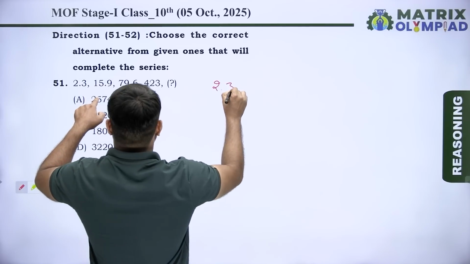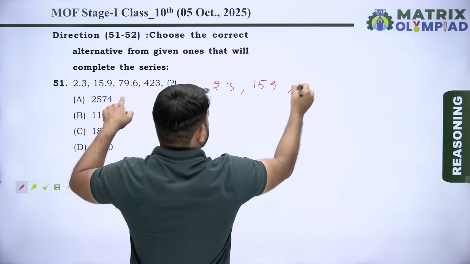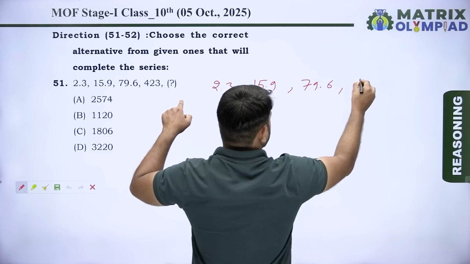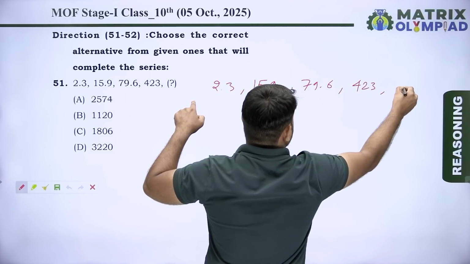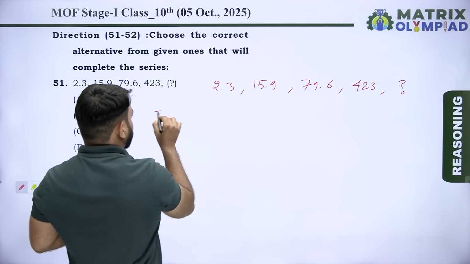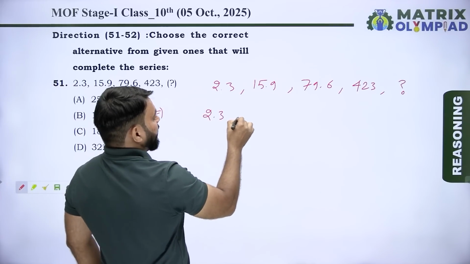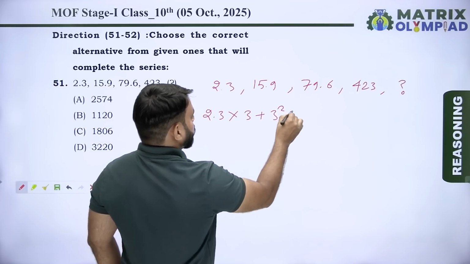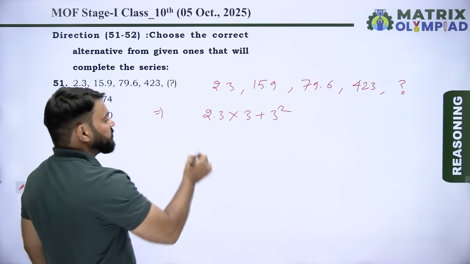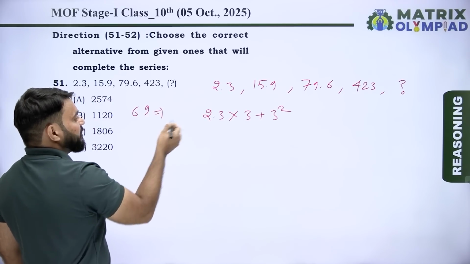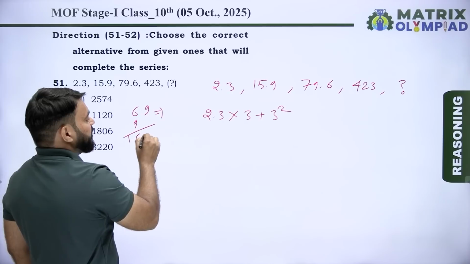So series is 2.3, 15.9, 79.6, 423. After 423, next is missing. So first find the pattern. Pattern of the series is 2.3 into 3 plus 3 square. 2.3 into 3, it means 6.9. 6.9 plus 3 square, it means 9. It means 15.9.